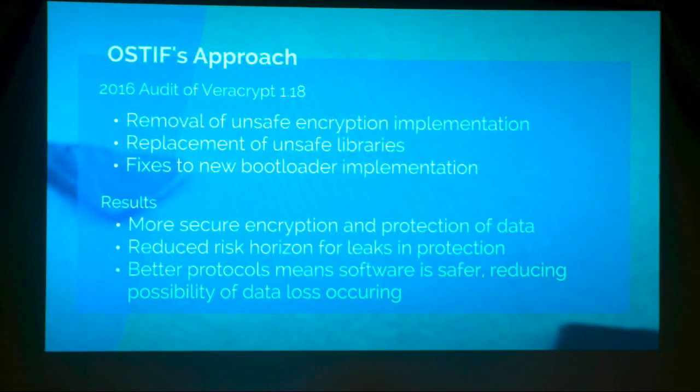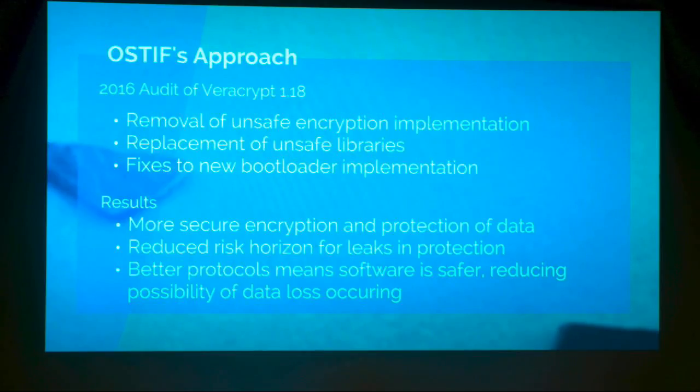So going into OSTIF's approach, one of our first big proof of concept moments and iterations of our model to improve open source software was the 2016 audit of VeraCrypt 1.18, which is a very good encryption tool for encrypting files and even entire operating systems. We coordinated the audit that was then performed by Quarkslab in Paris. And what we found and what came about was the removal of unsafe encryption implementation, as well as the removal and replacement of unsafe libraries. And lastly, fixes to a new bootloader implementation.